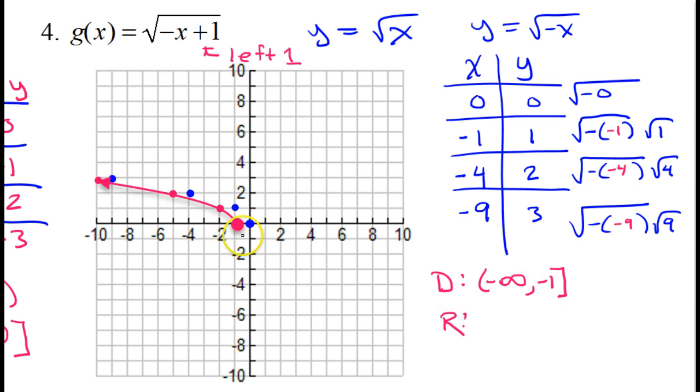That's the domain. The range is read from bottom to top. The lowest point on this graph is here at a y value of 0. And then it goes up from there. So 0 and up, 0 to infinity. All right, that is it for problem number 4.